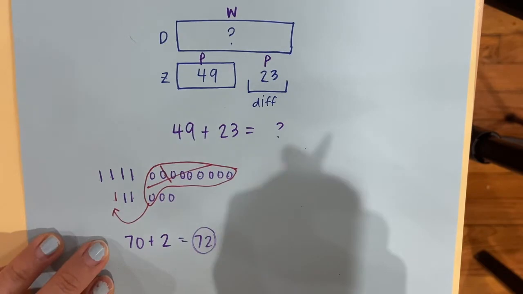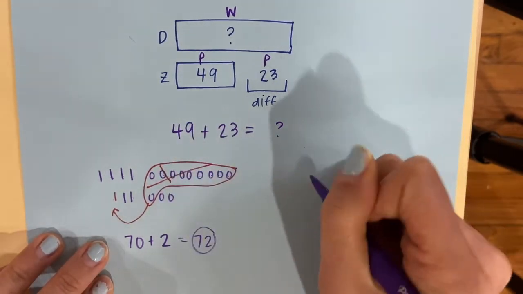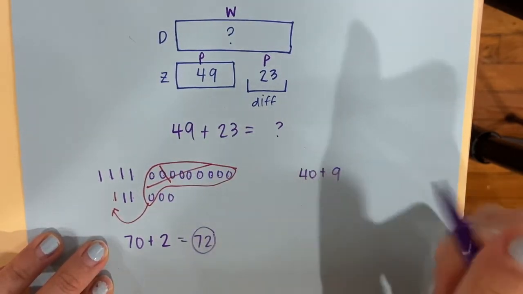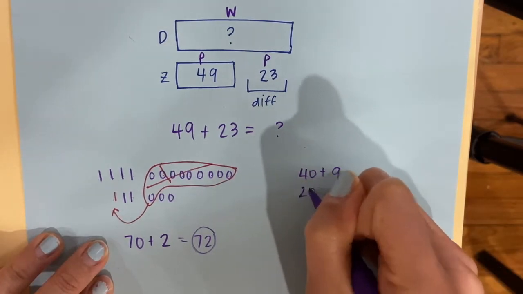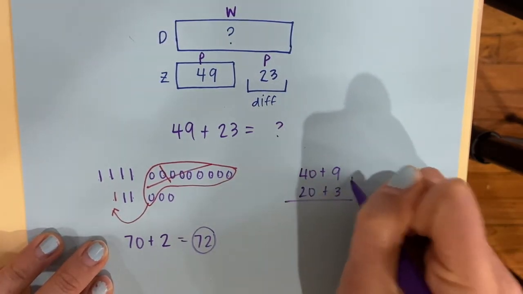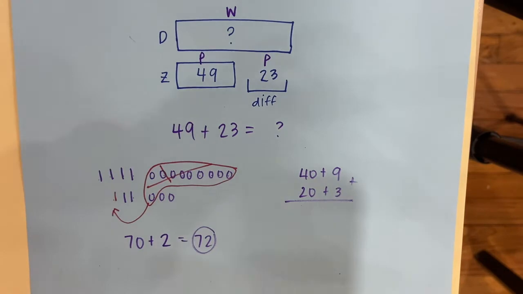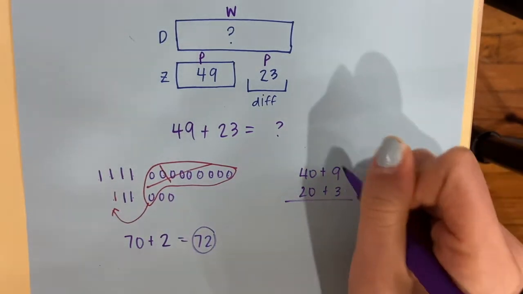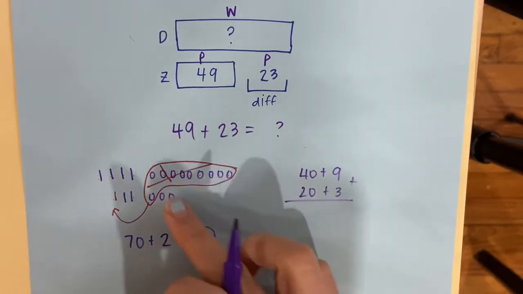Let me check my work using expanded notation. So 49, 40 plus 9, 23, 20 plus 3. Oh, Miss Kim's pen is running out of ink. Let me get another one. Okay, got one. All right, I'm gonna add my ones first, just like I did over here.